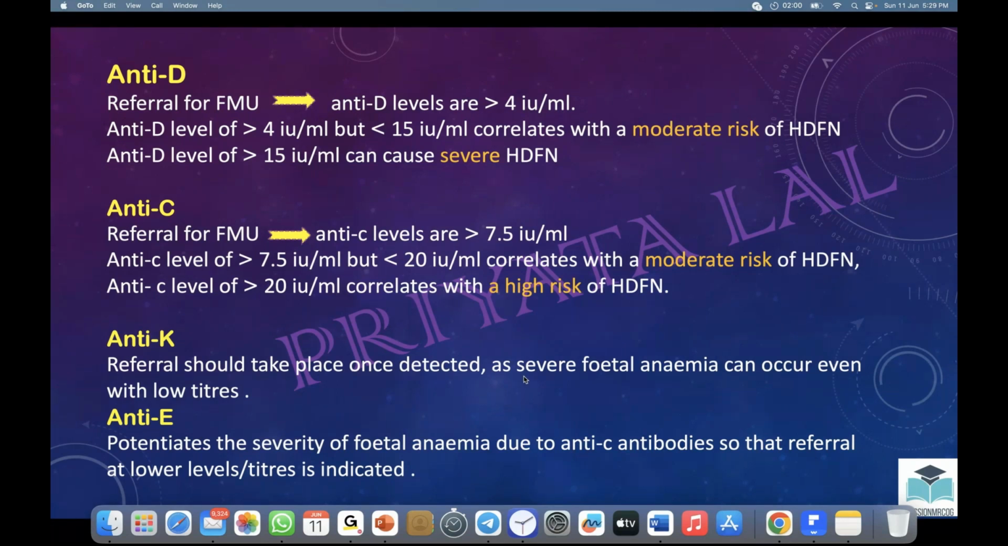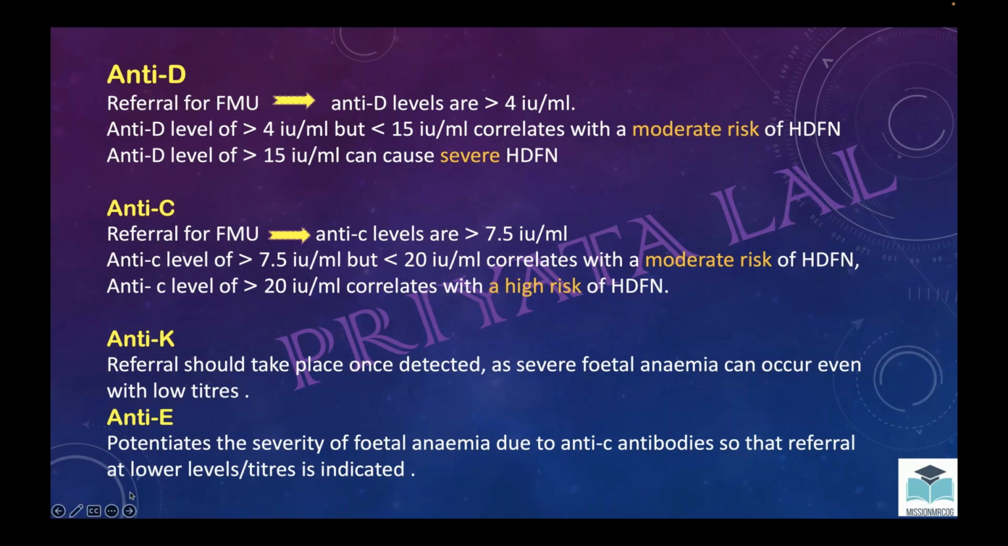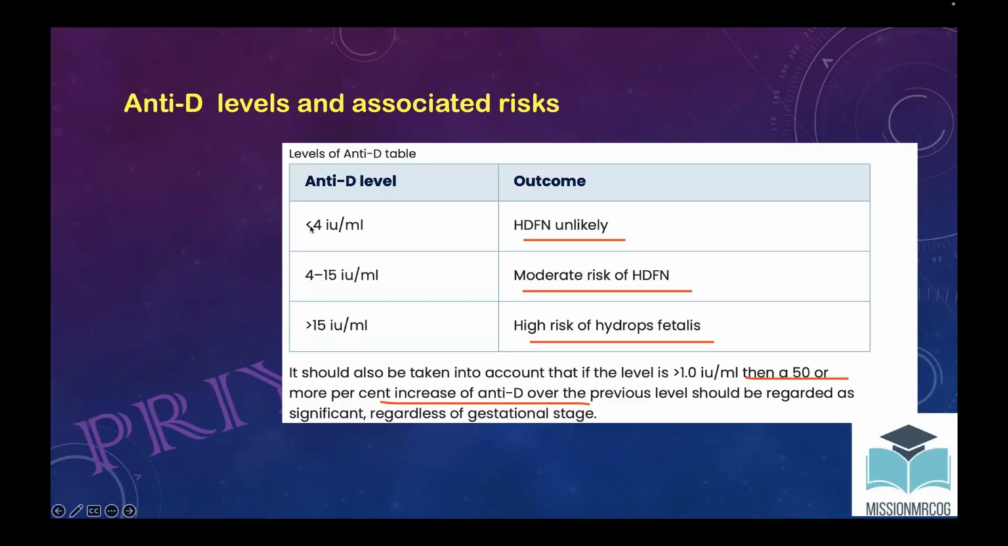Anti-E, if it is there along with anti-C, then severity will be more because of the two antibodies. Referral will be done even at the lower levels indicated. So C and E together, the patient would be referred at the lower levels also. This part is very, very important for both part 2 and part 3 people. So we know that less than 4 is unlikely, 4 to 15 is moderate risk, more than 50 is high risk, and high risk of hydrops.